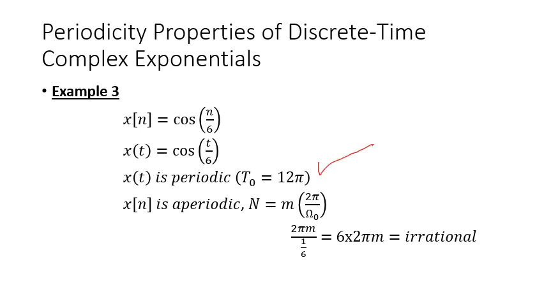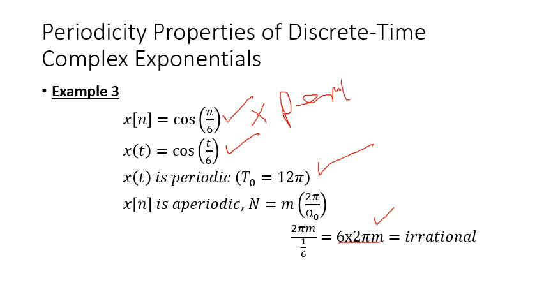Again for this case, this continuous time signal is periodic with period 12 pi. But in the case of the discrete time signal, by putting values here, we get 12 pi m. There is no value of m for which this product results in an integer. So although cos of t by 6, a continuous time cosine waveform, is periodic, in the case of the discrete time cosine waveform, cos of n by 6, this is not a periodic signal.